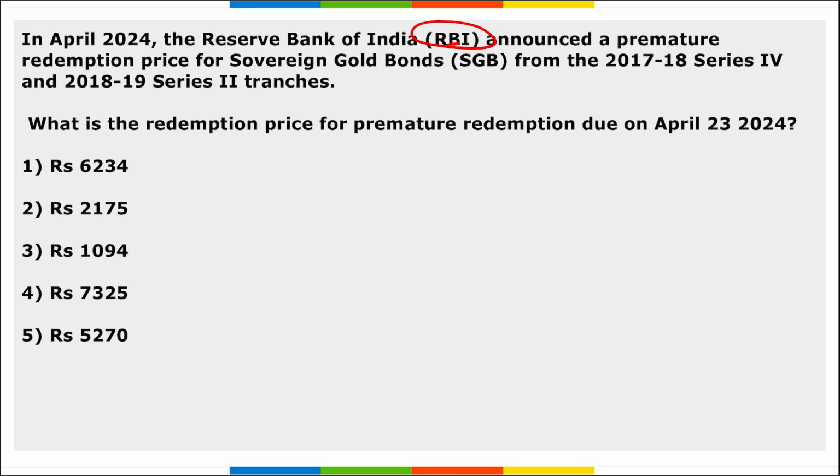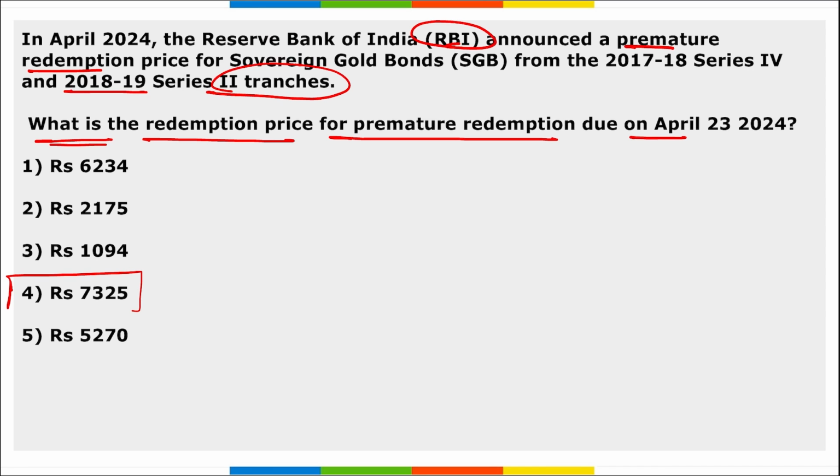Next, RBI announced a premature redemption price for sovereign gold bonds from 2017-18 Series 4 and 2018-19 Series 2 tranches. What is the redemption price for premature redemption due on April 23, 2024? So it is 7325 rupees.